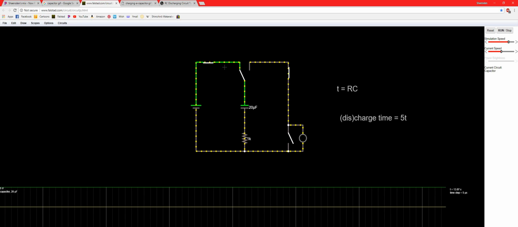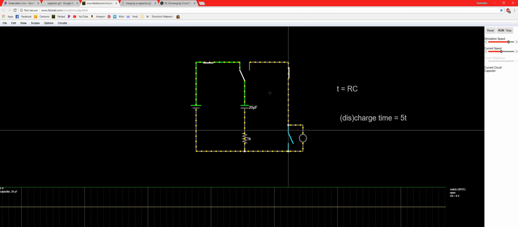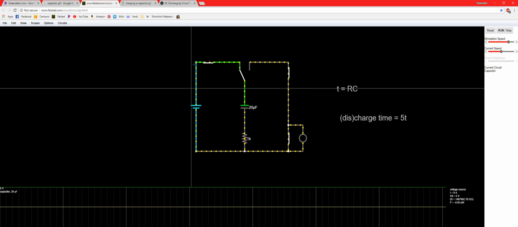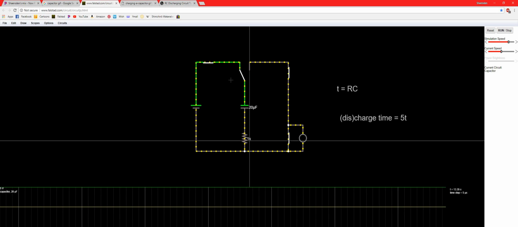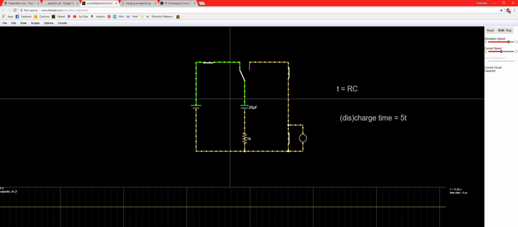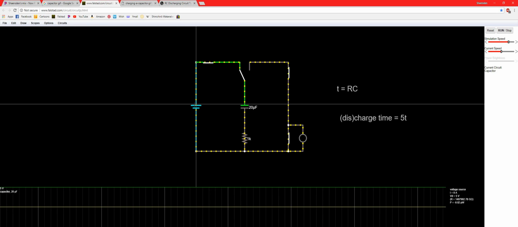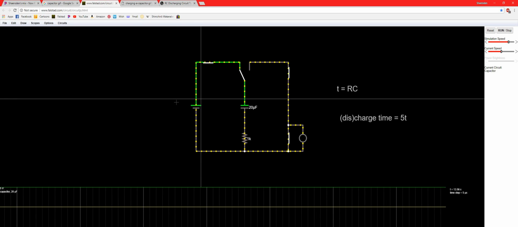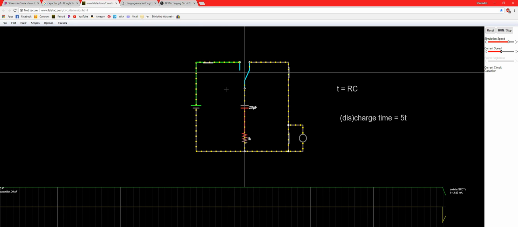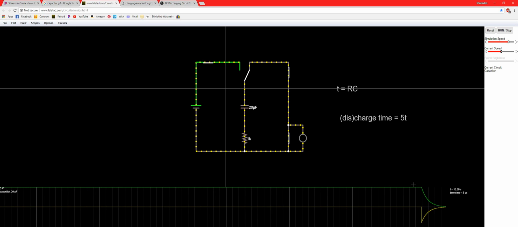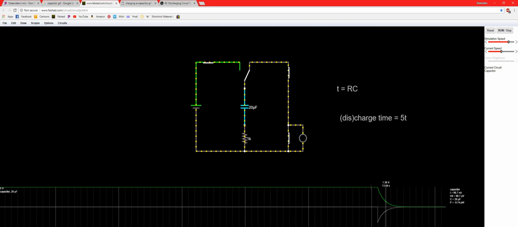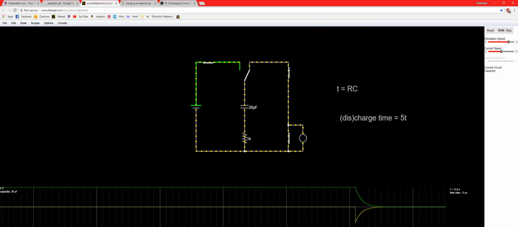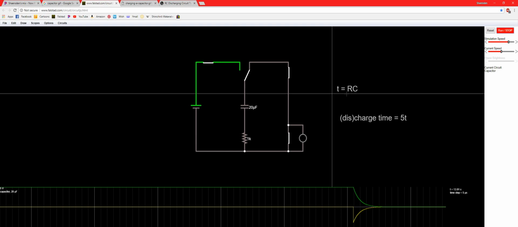Let me demonstrate that. So right now this is our capacitor circuit, and we have our capacitor. This is our charging path, and this is our discharging path. So right now we have the capacitor fully charged, 5 volts, which is the same as our power supply. And if I flip the switch, I can make the capacitor discharge in this particular curve. And the math behind this curve is determined by multiplying our resistance times our capacitance.